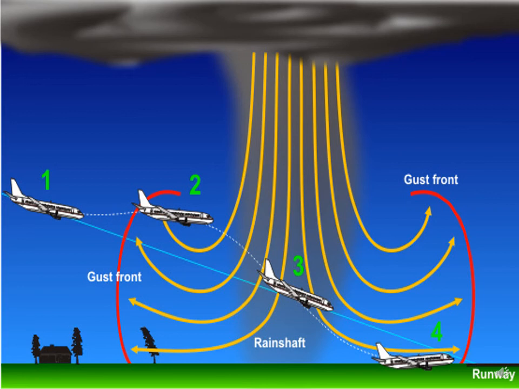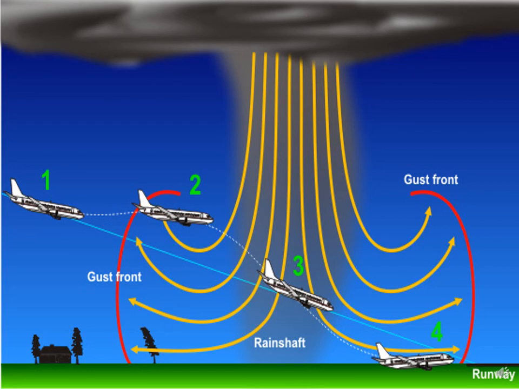What happens when that happens is that the airspeed over the wings actually increases because of the outflow from the storm. So increased airspeed over the wings creates more lift. The airplane will deviate upwards from the intended glide slope unless the pilots correct. And that's what happens at position 2.